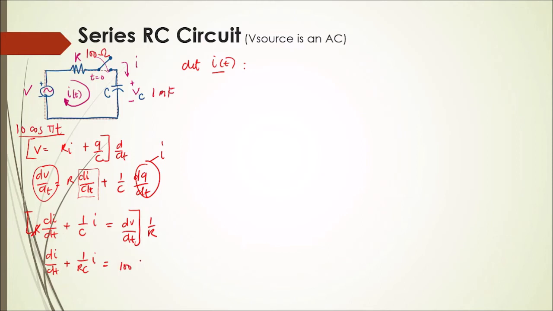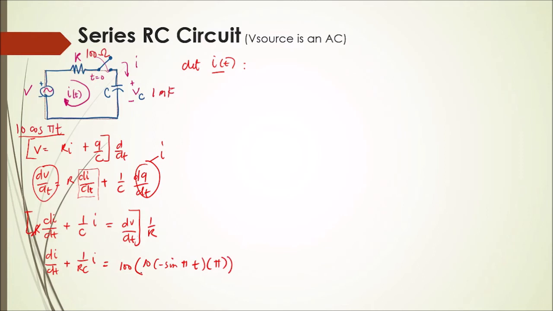Sige lang. Hinay-hinay na itong substitute. 100 times dv over dt. That is 10 cosine, so let's just shortcut na lang. That is 10 times negative sine pi t, times the derivative of pi t, which is still equal to pi.